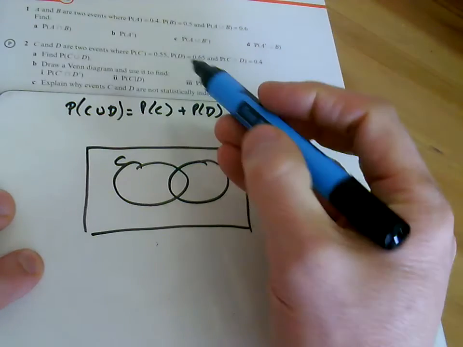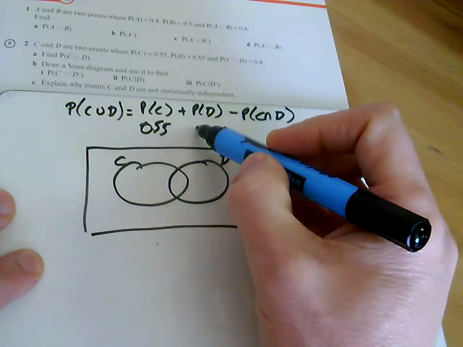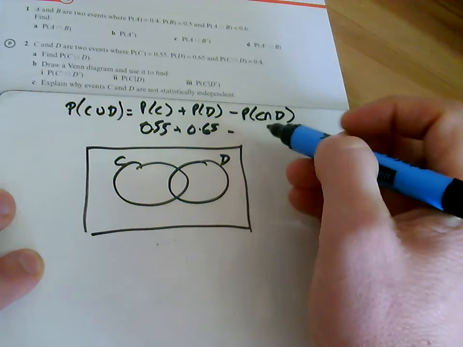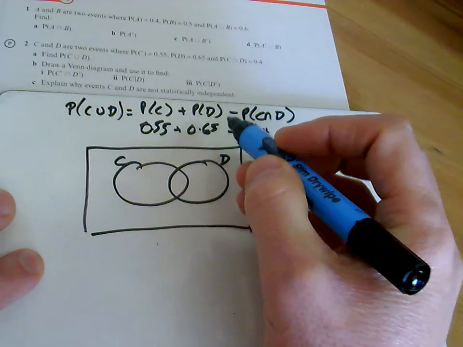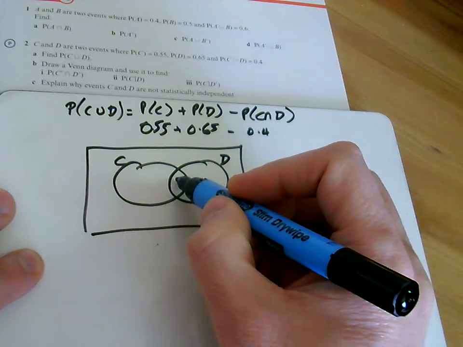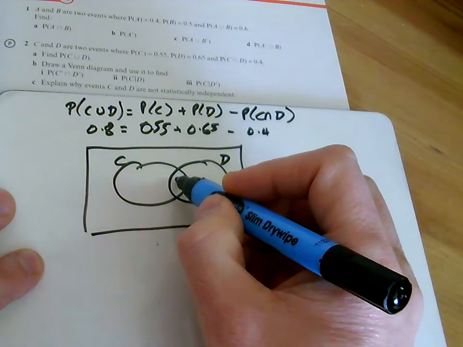Question 2, using the formula again, we're given that the probability of C is 0.55, probability of D is 0.65, and the probability of the intersection is 0.4. So if you add those two together, we've got 1.2, take away 0.4, so we've got 0.8 for the total here. Now let's put this in the Venn diagram.